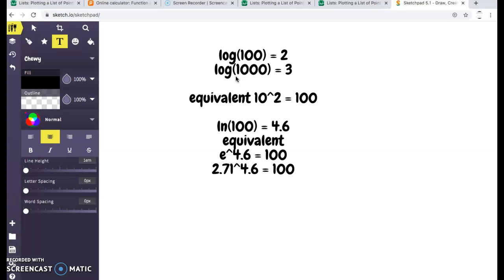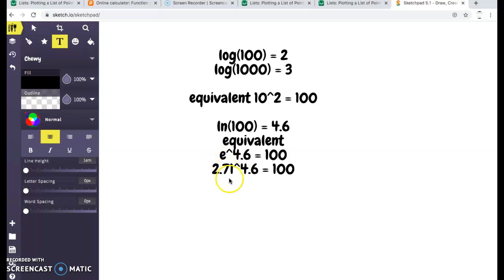And then if you see the natural log, instead of being base 10, that's base e. So essentially e to the 4.6 power is 100. So natural log of 100 is just what we have to raise, roughly this number right here, this is e.